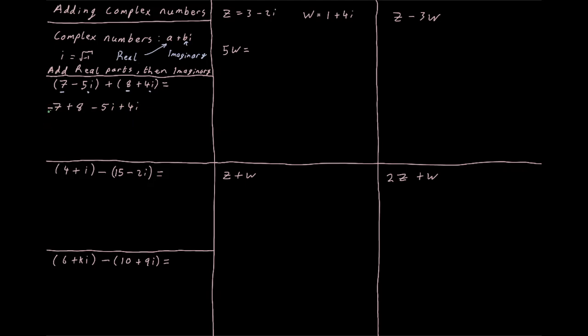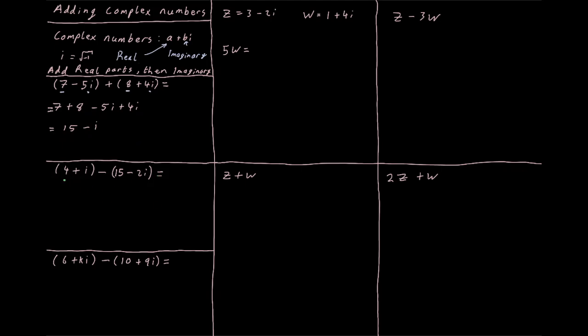So we end up with 7 plus 8 is 15. We have minus 5i plus 4i. We end up with minus 1i, which you can write down as minus i or minus 1i, whichever you feel more comfortable with. So exactly the same as if we had a situation that had x's in it, and we gathered the x's together and the constants together, added the x's, added the constants. So we're just going to gather real with real, imaginary with imaginary, and add them up as normal.